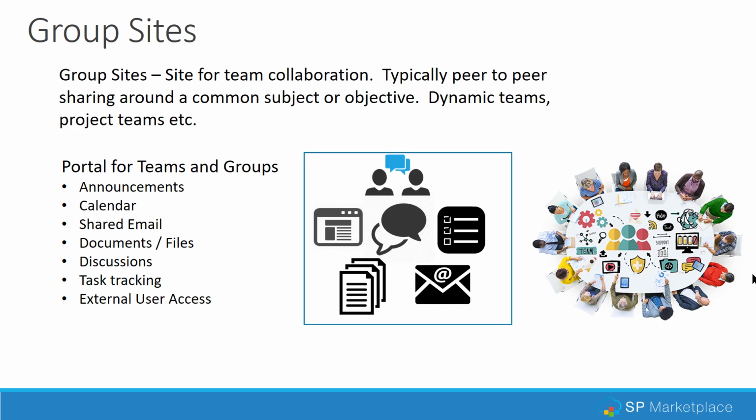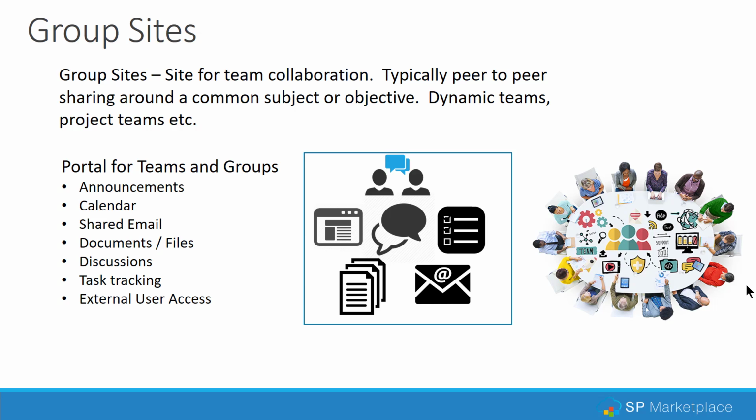We see a lot of attention to this in collaboration. It's set up so that you have a portal for this team or group where you can share things like announcements, a calendar, shared email and discussions. You might even be working on documents and files and other things that you're sharing together. Also, task tracking, if you're tracking projects. There may even be a need for external user access. The key thing here is these are generally peer-to-peer, and they're very dynamic in nature, so they may come and go as teams.